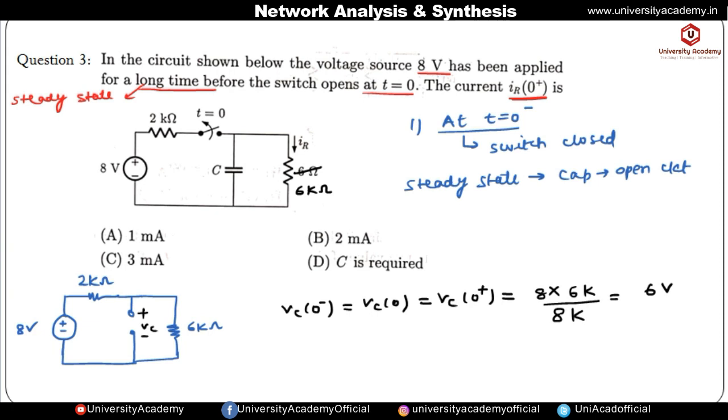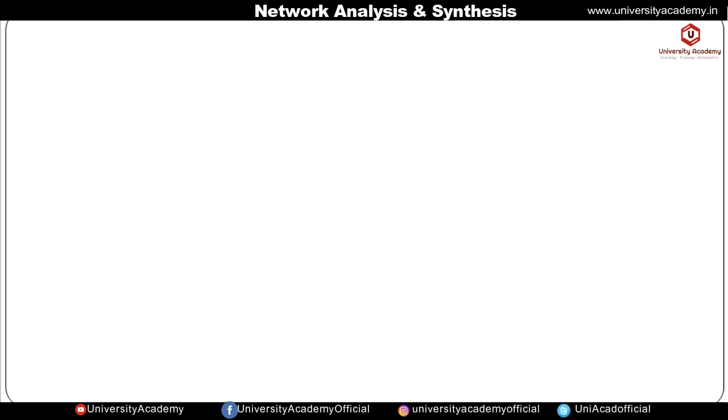Okay, now we have to find out the I of R at t is equal to 0 positive. So at a particular instant, that is at t is equal to 0 positive, I have already told you that for a particular instant, the inductor will be replaced by a current source, and the current initially flowing through the inductor will be the value of that current source. Okay, and the direction will also remain the same.